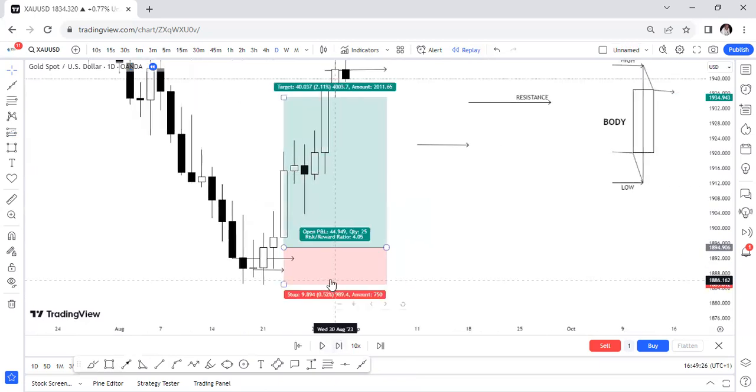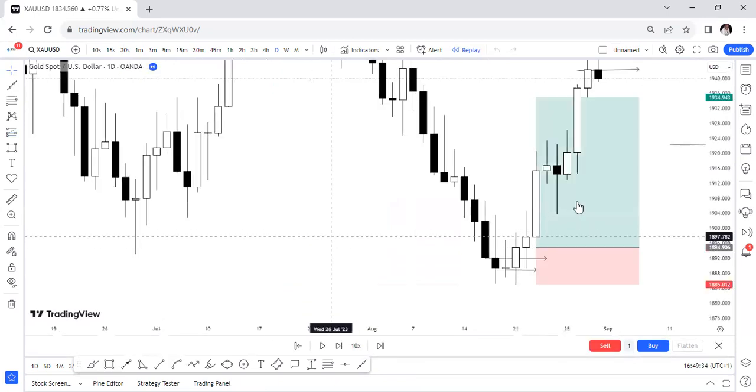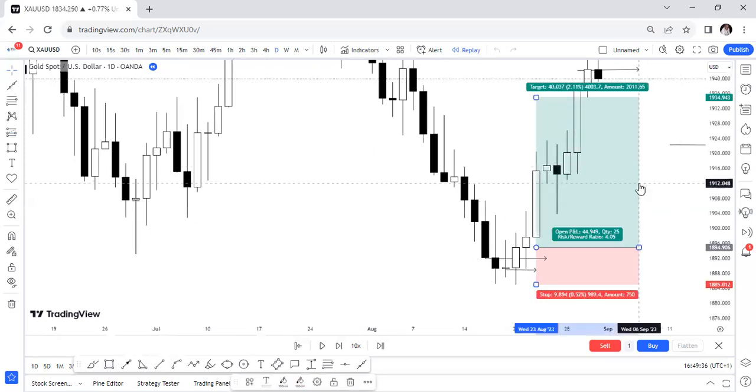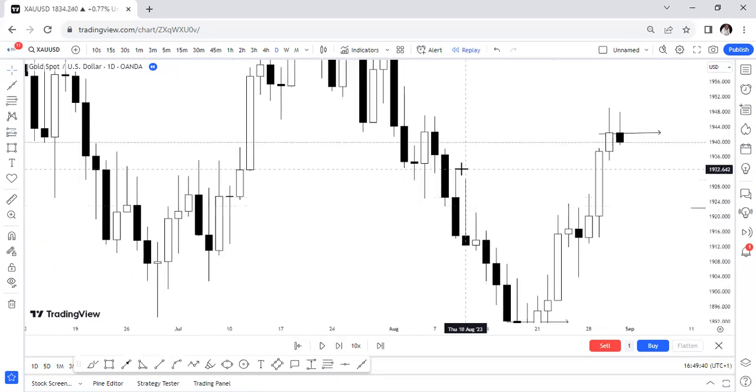You can see the price hardly comes down. It hardly comes down to your stop loss after confirmation, after that validation point. Price hardly comes down to it. It gives you a very, very high probability of winning.